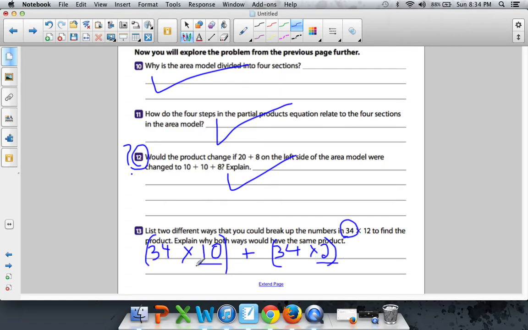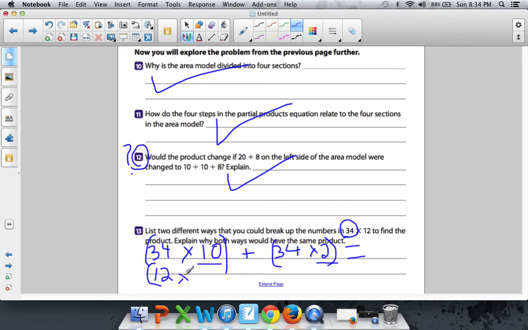But I'm still multiplying. They're both still being multiplied by 34. And then I add them all together in the end, and that's going to be okay. What's another way I could do that? That's one way. What's another way? Well, I could keep the 12 whole. I don't have to mess up the 12.